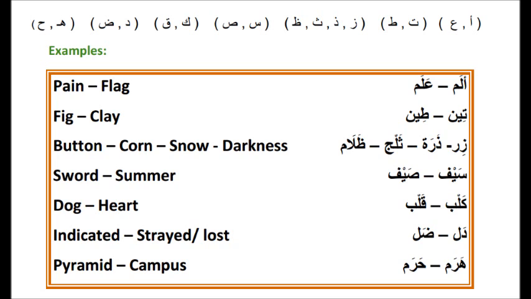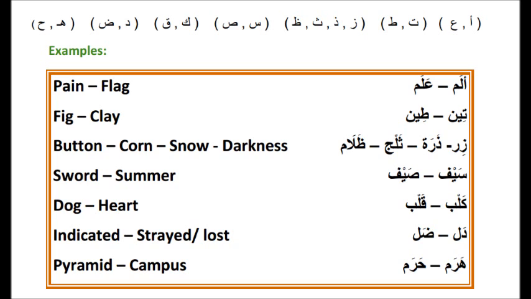So the first example is for this Alif and Ain. The word is, read again from right to left, Alam. Then the second word with Ain is Alam. Alam, Alam. Can you hear the difference? It's the same word, but only the first letter is different. In the first it's Alif and in the second it's Ain. Alam means pain and Alam means flag.